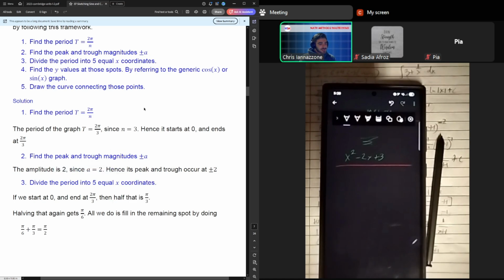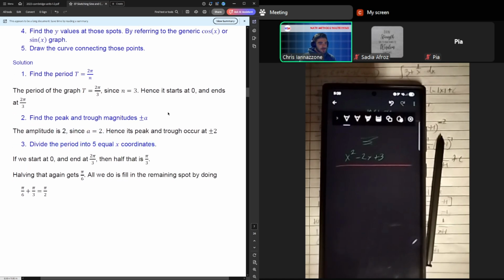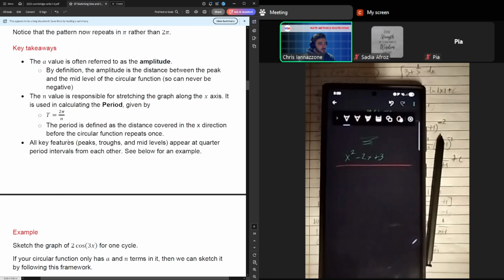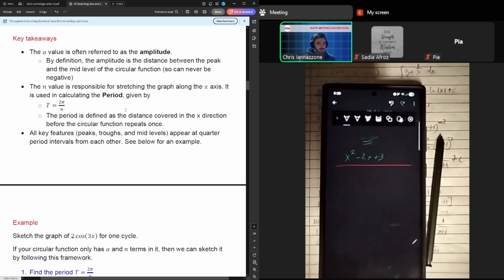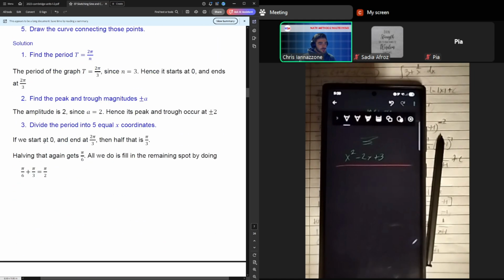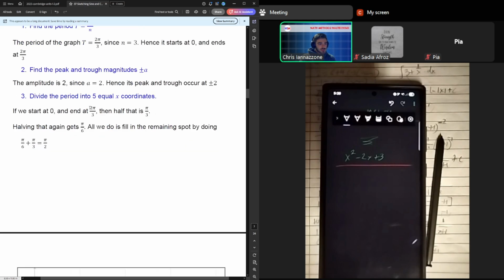That gives us our peaks and troughs. From there, we're going to divide up that period into 5 equally spaced x-coordinates. That's going to be giving us all of these key features here, like the actual physical x locations of those. So if we're starting at 0 and ending at 2 pi over 3, one of the ways I like to do this division is simply just halve, and then backfill.